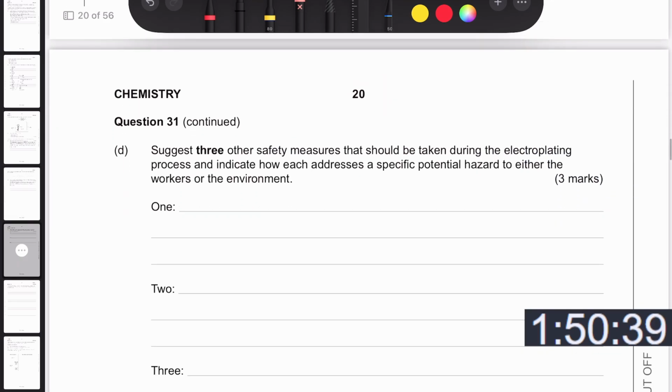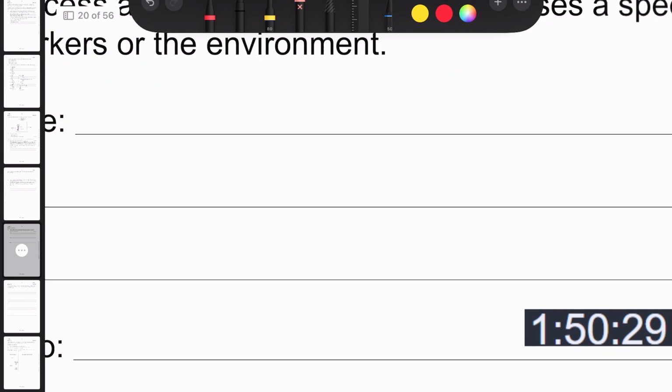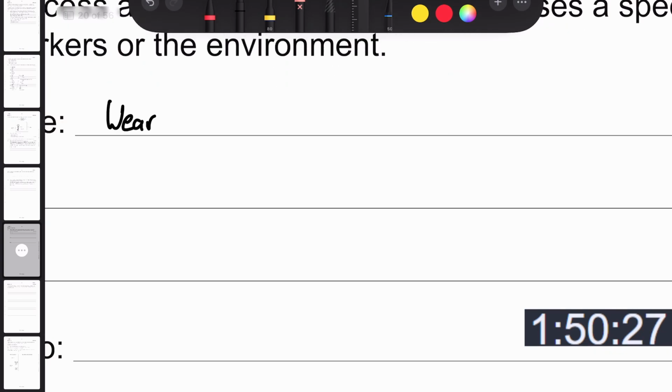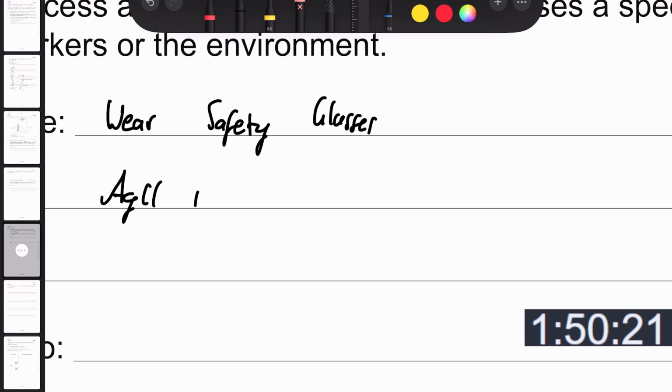So just 3 other safety measures that should be taken during the electroplating, and indicate how each addresses a specific potential hazard to either the workers or the environment. So it may cause eye irritation, so wear safety glasses. It may cause eye irritation if it contacts the eye.